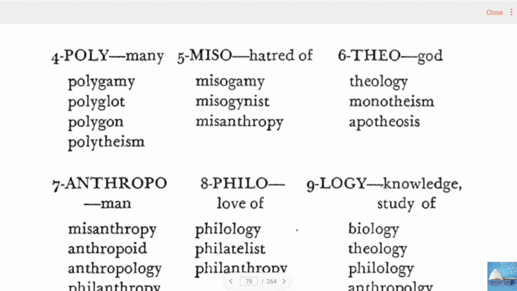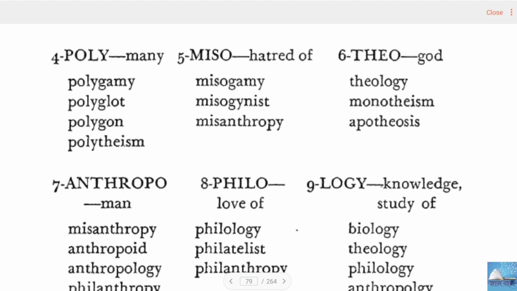Number 4. Poly, which means many. Polygamy, polyglot, polygon, polytheism. Number 5. Miso, hatred of. Misogamy, misogynist, misanthropy. Number 6. Theo, which means God.